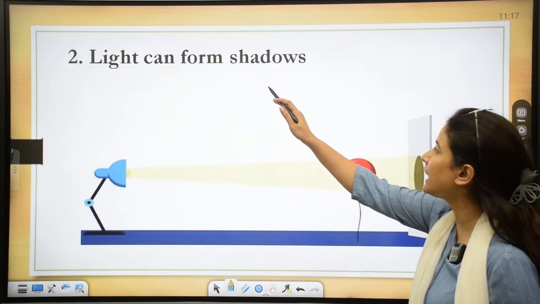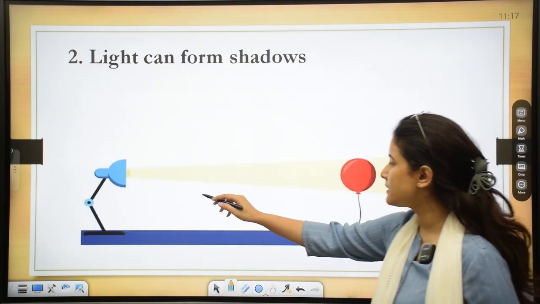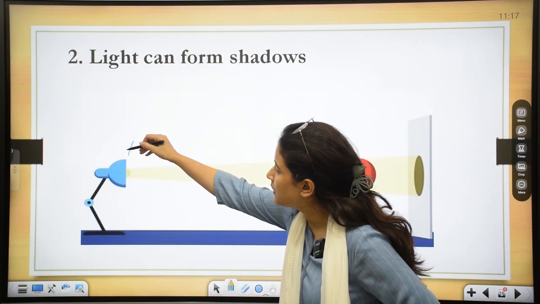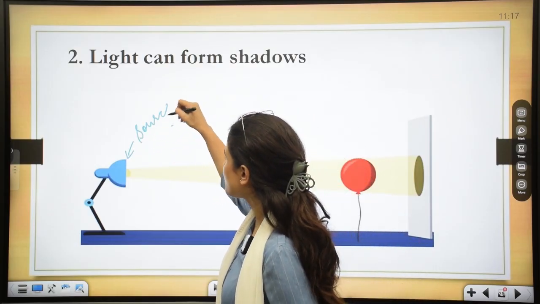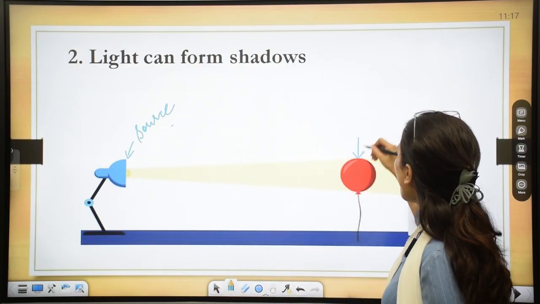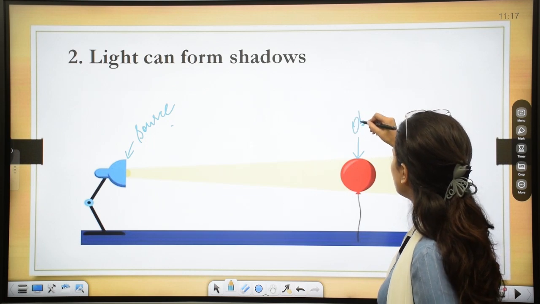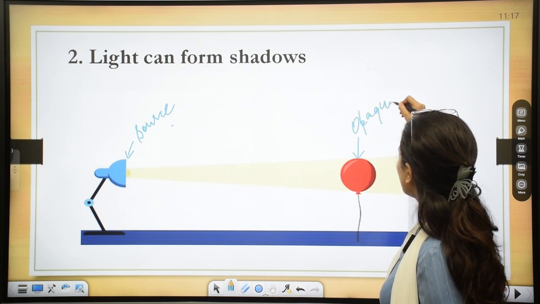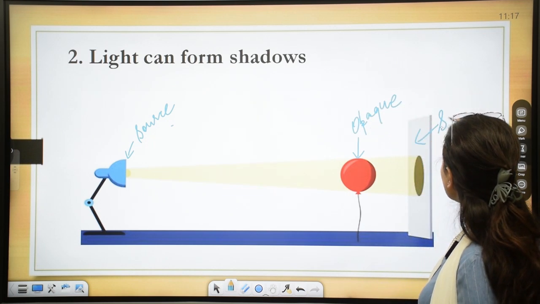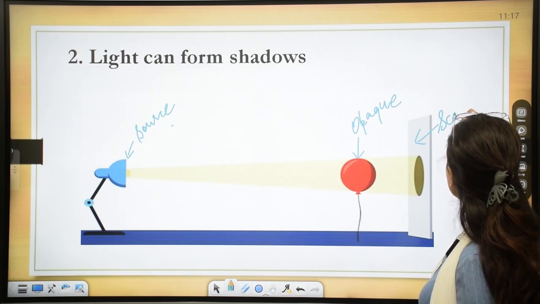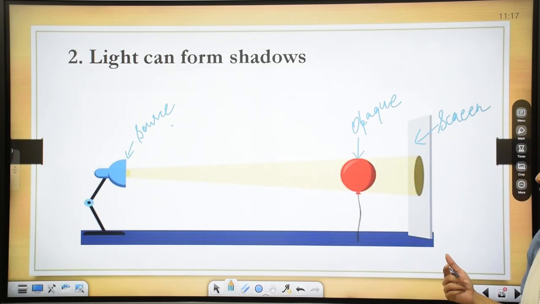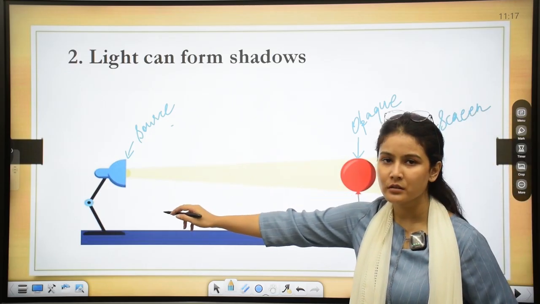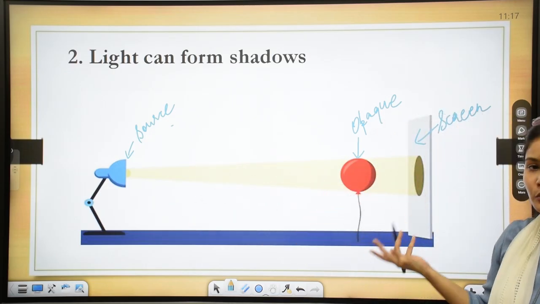Next, light can form shadows. We all know this. This is a source of light. For shadow formation, we need a source of light, an opaque object, and a screen. These are the 3 requirements for shadow formation. If there is no source, then no shadow formation will take place.